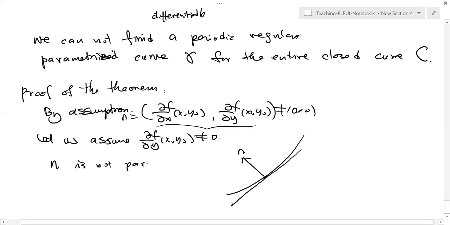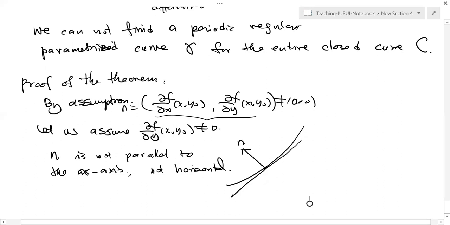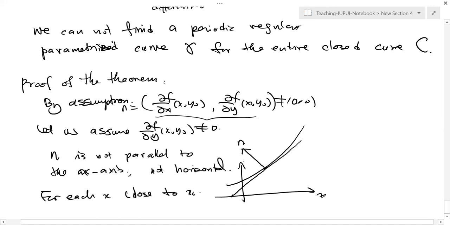N is not parallel, not horizontal, okay? It's not horizontal. It's not parallel to the x-axis, okay? So that means it's not horizontal. If it's not horizontal, then nearby, here's the point, okay? Nearby this, we should have a unique point for each x close to x naught, okay?